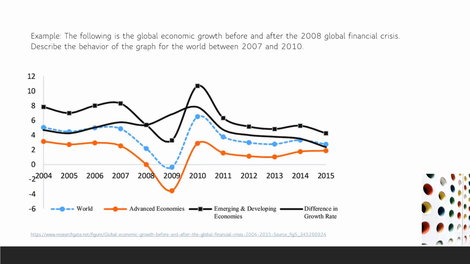So this is from a website which actually shows the economic growth before and after the 2008 global financial crisis. We're going to focus on the world, which is the blue dotted line, and between 2007 and 2010. And we're going to describe the behaviour for each year.